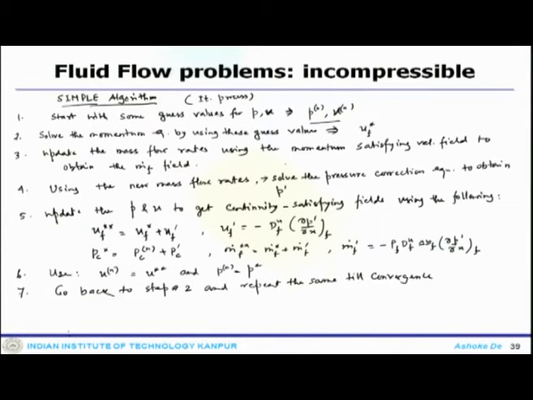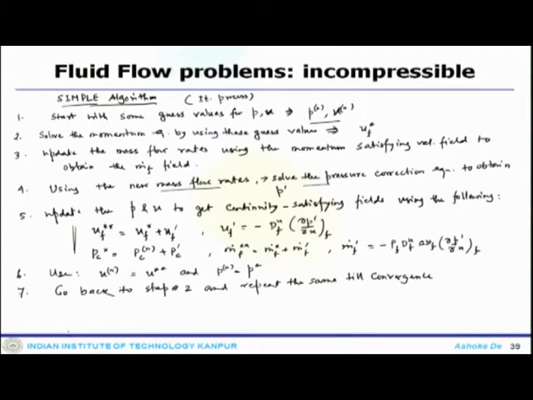And then using the new mass flow rate, which will not be satisfying the condition, you obtain the pressure correction equation, and that pressure correction equation you solve for p prime. And then once you get the p prime, you update all the variables using these corrections, which will obviously satisfy the mass. Then you again assign those current values for the next level of iteration, and you go back till you get the convergence.